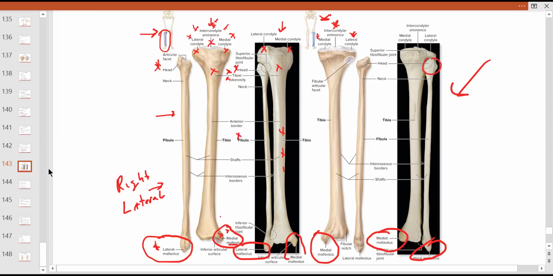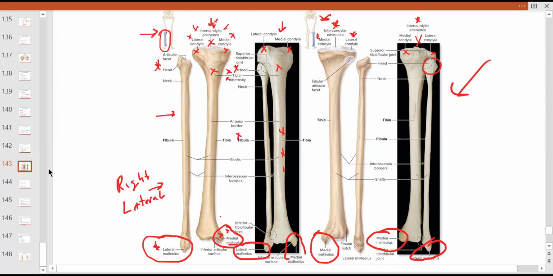Okay, we're not going to name the head of the tibia. We just call them the condyles, right? The medial condyle, lateral condyle. In between, the intercondylar eminence, which is going to be the attachment points for the anterior and posterior cruciate ligaments connecting the femur to the tibia. Very important ligaments for the stability of the synovial joint.